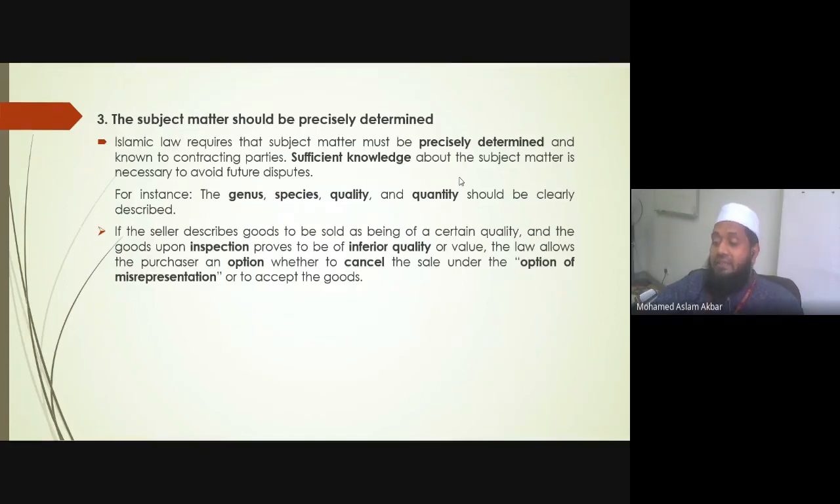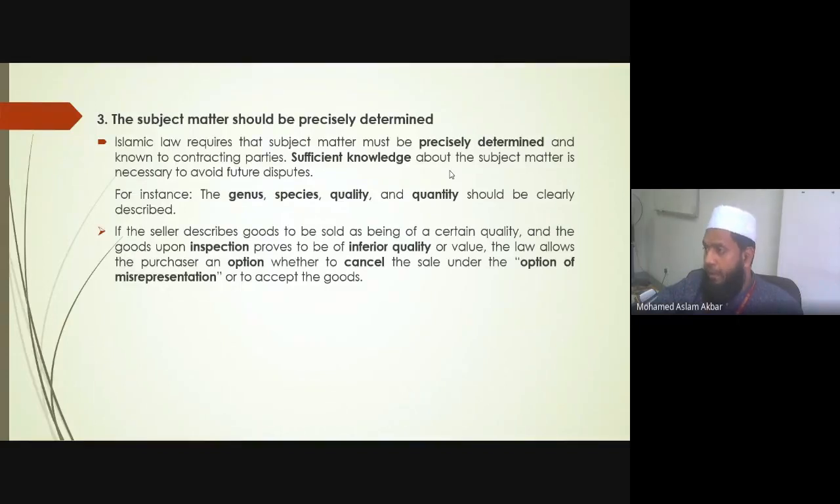If the seller describes goods to be sold as being of a certain quality, and the goods upon inspection prove to be of inferior quality or value, the law allows the purchaser an option. This is what we call khiyar, which we are going to discuss later. It's going to be a separate discussion for you: what kind of khiyar, what kind of option you have. So we are giving you an option.